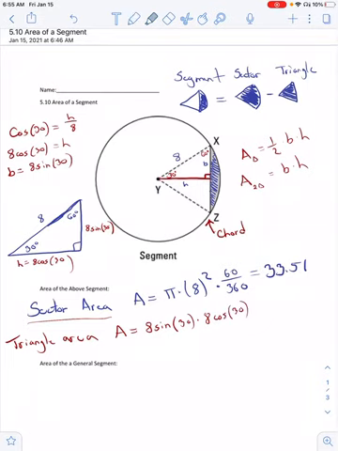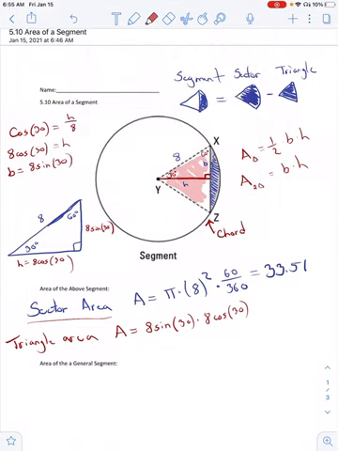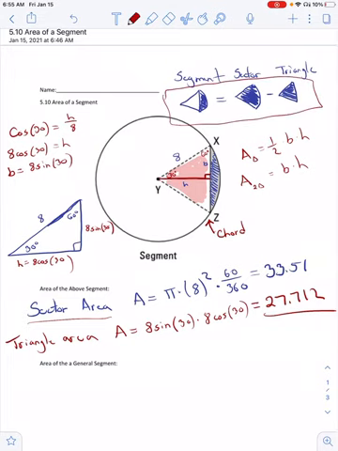That's going to give me this entire shaded region here, which I'm going to take away from my sector area, and then I'll have my segment area. So if I go to get a 3 decimal approximation for this, that's 64 sine 30 cosine 30. I am looking at 27.712. And then as we said in the beginning, if I just subtract the two from one another, 33.51 minus my answer.